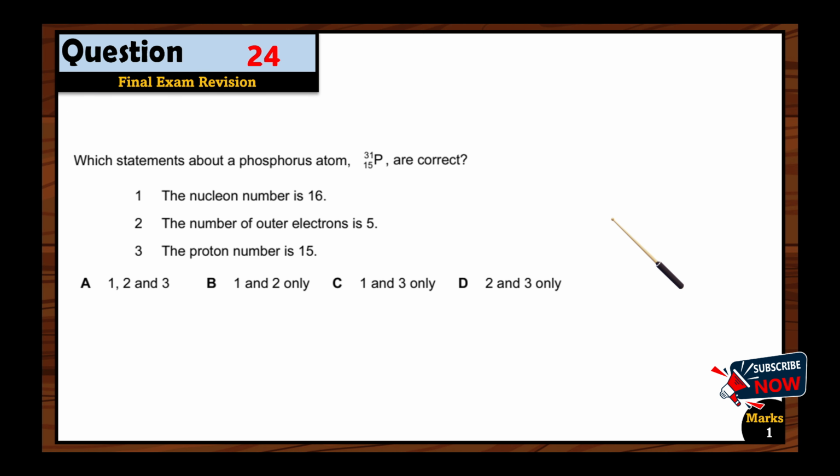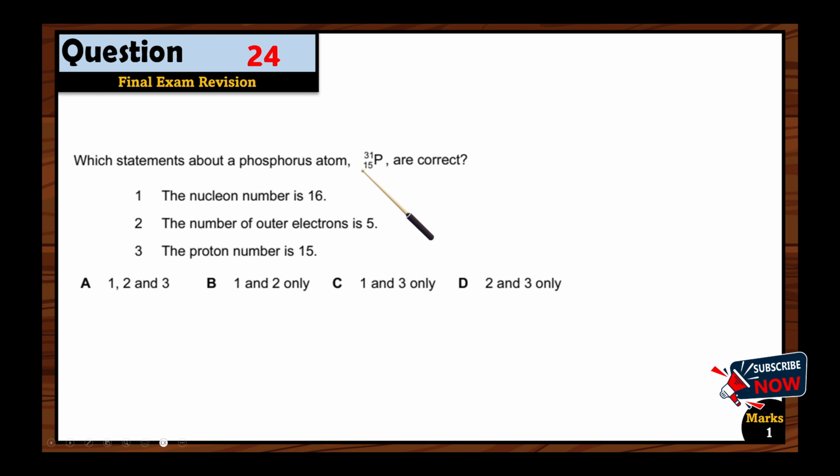Question number 24. Which statements about a phosphorus atom, P 31 15, are correct? The nucleon number is 16. Again, it's wrong. The nucleon number is actually the atomic mass, and the bigger one is the atomic mass, that is 31, right? The number of outer electrons is 5. How will we know? We can see from 15. 15 is the proton number. Proton number is equal to electron number, right? So in the first shell, we have 2 electrons, in the second shell, we have 8 electrons. So total 10, and now we are left with 5 electrons, right? So in the third shell, we will have 5 electrons, and the third shell is the outer shell, right? So outer electrons are 5, that is right.